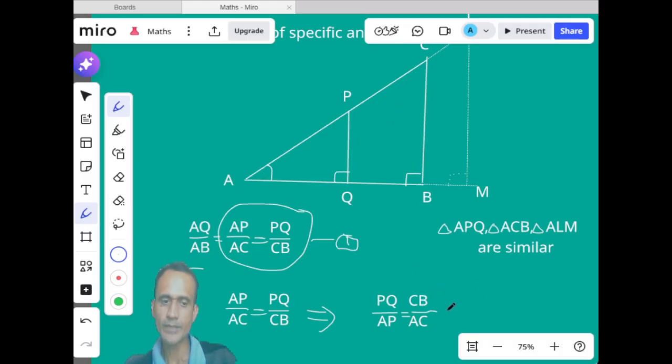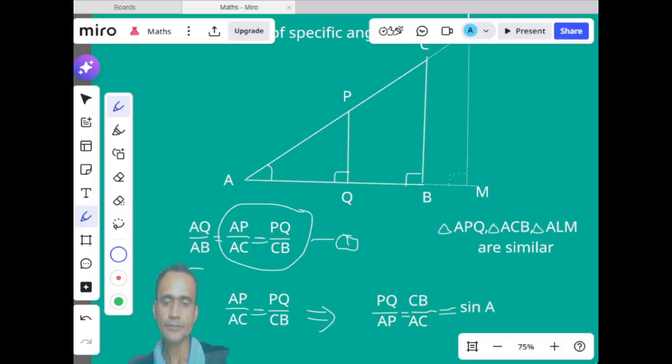But this ratio is what? This ratio is sine A. Sine A is opposite side by hypotenuse. And we see that for sine A, the ratio remains the same. So the value of sine A remains the same. Similarly, we can prove that for the other ratios, the value remains the same.